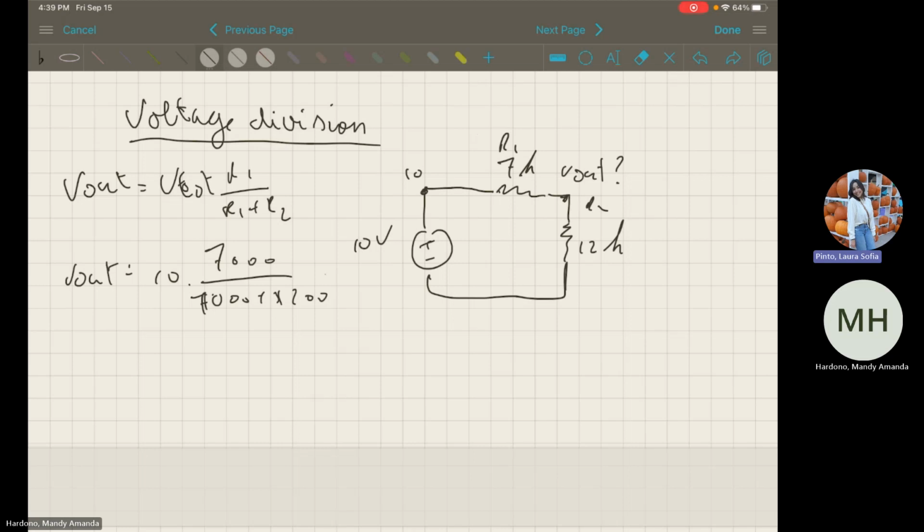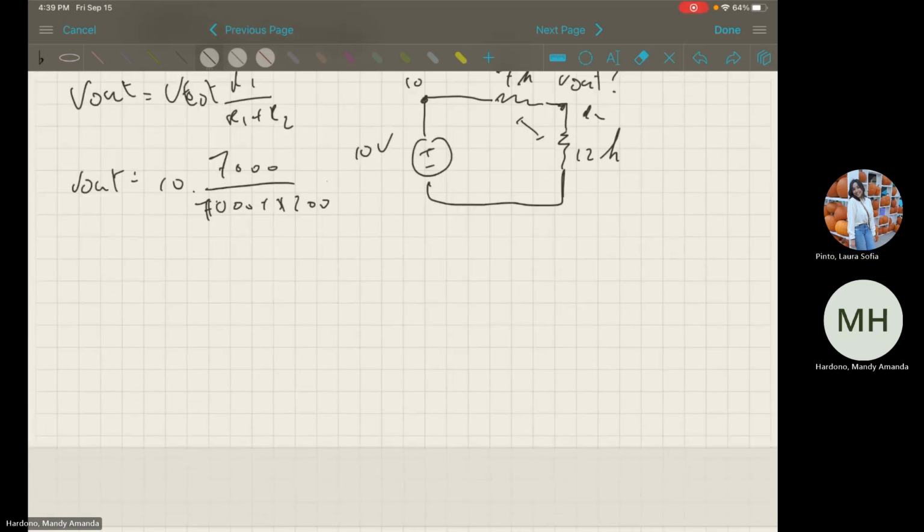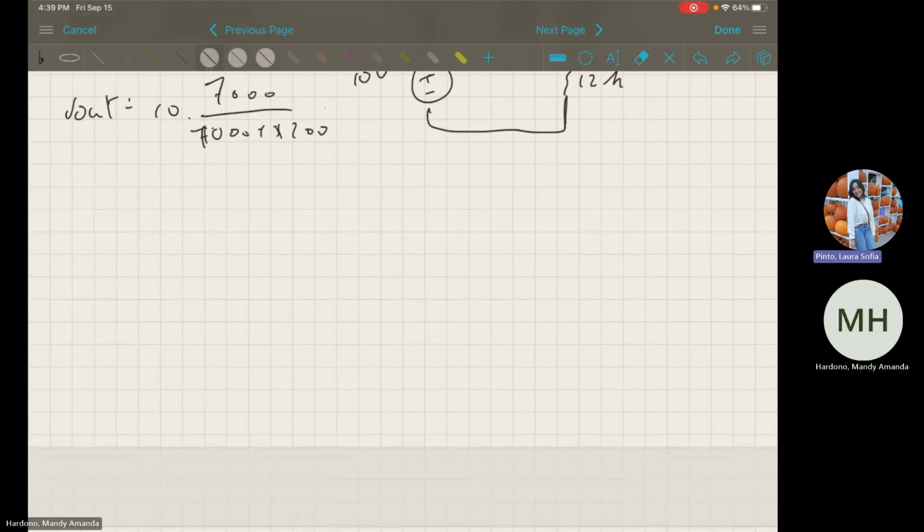And if you want to double check your answer, you can always just add these 2 resistors in series, calculate the current, and then do the current times each resistor to find the voltage over them. So there are always ways to double check your answer, which I would advise you to do. Next, we'll go over to current division, and I'll just go over the formulas for that.